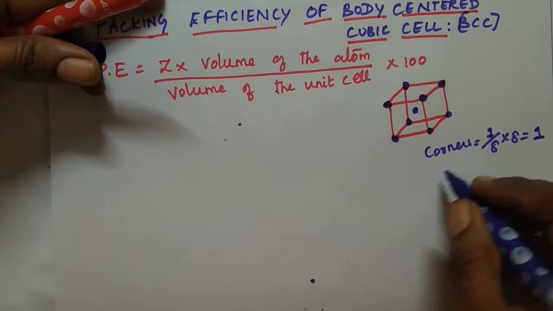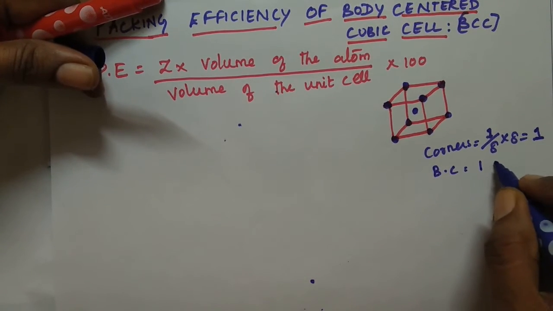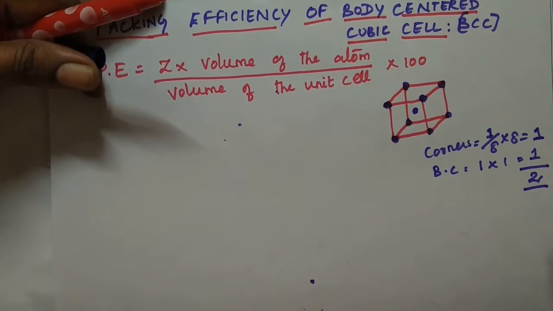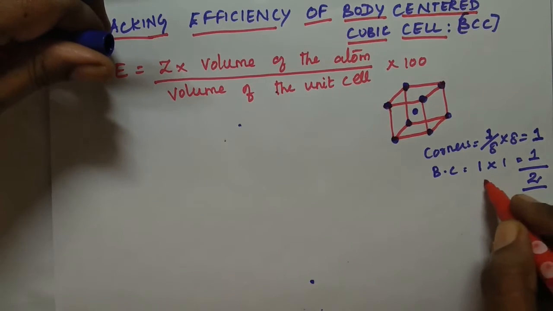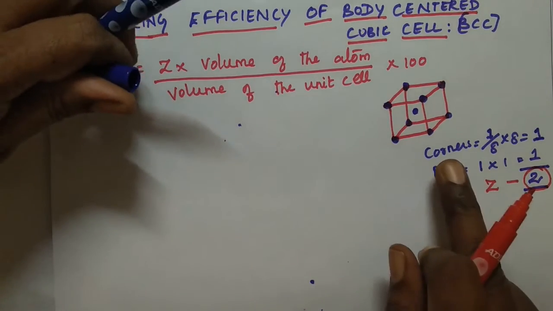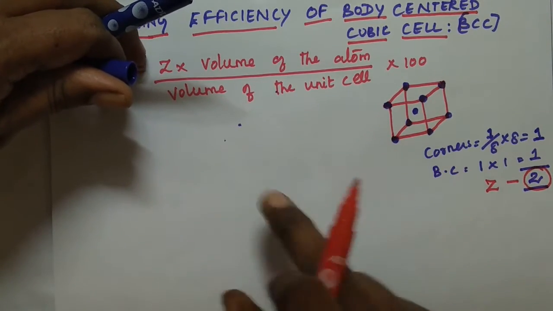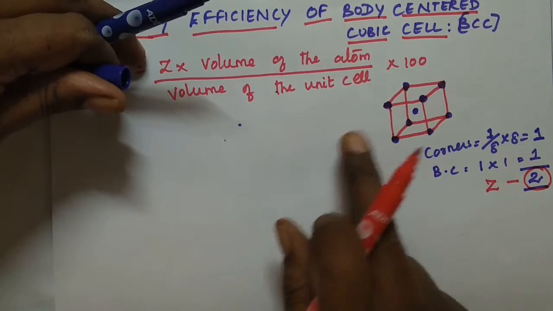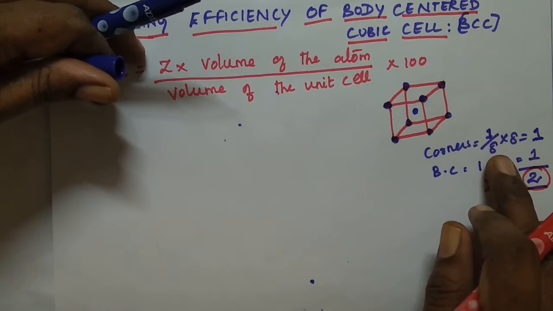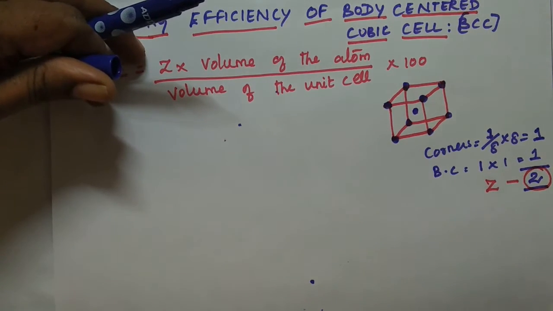The next one is the body center. At the body center, the whole atom contributes to that unit cell. So totally Z is equal to 2. This is the value we have found out. For the corners, each corner atom is shared with 8 other unit cells, so 1 by 8 into 8 is equal to 1. In the same way, for the body center it is going to be 1.